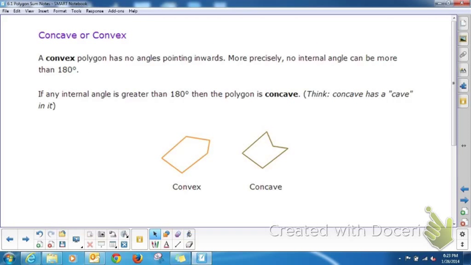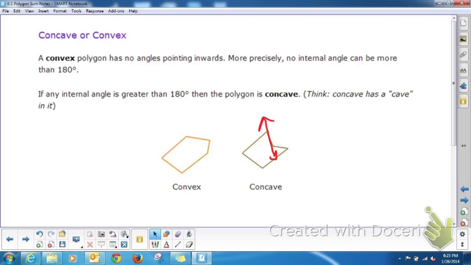The next two words that we have are convex and concave. I did talk about them a little bit at the beginning. A convex polygon has no angles pointing in. Or more precisely, no internal angle can be more than 180. So, no cave-ins. In concave, it has an internal angle that's greater than 180. Or it's got a cave-in, a pushed-in spot.